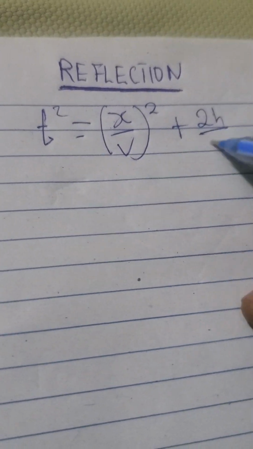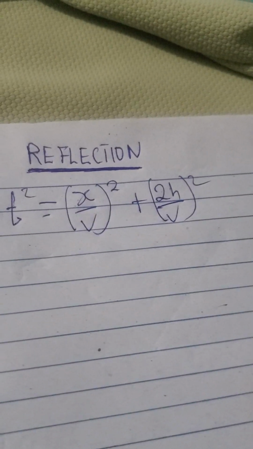Welcome again. Today we want to see how the total travel time equation can be helpful to extract important parameters of a specific layer below the ground. The equation, if you remember, is given as t squared is equal to (x over v) squared plus (2h over v) squared. How can this formula help us?